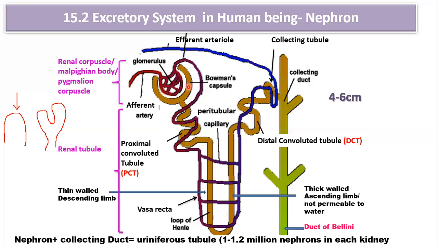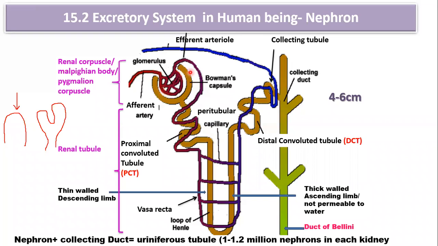Okay, again I am going to repeat. Bowman capsule is a complex structure. It shows an outer layer and an inner layer. The outer layer is called the parietal layer, made up of squamous epithelium. The inner layer is known as the visceral layer, made up of specialized epithelium called podocytes. Why podocyte? Because they have foot-like, finger-like projections, and these projections are in contact with the glomerulus.